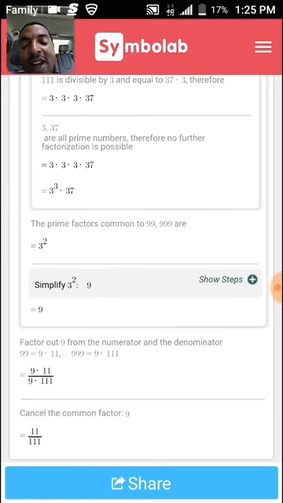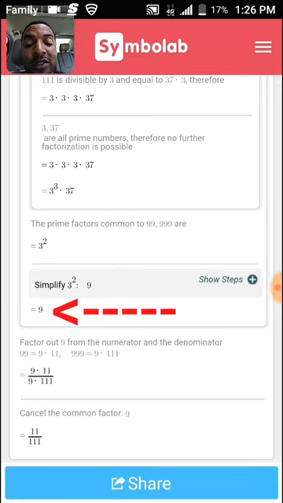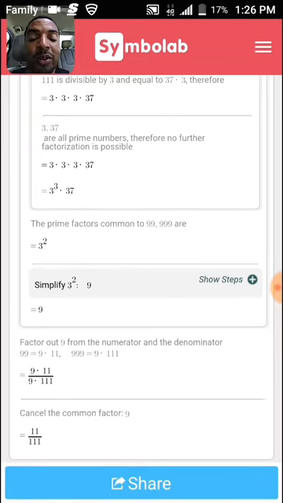So if we factor out 9 from the numerator and the denominator, that's what we're going to have in common. 9 times 11 gives us 99. 9 times 111 gives us 999. Then we cancel out the common factor, which is the 9. We draw a line through it, and the only thing we have left is 11 over 111. And that's the correct answer.